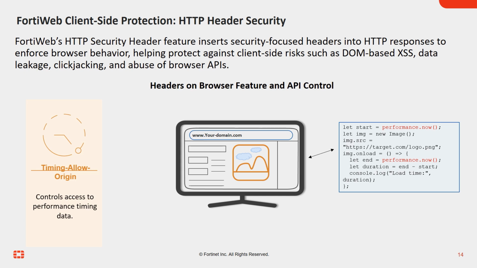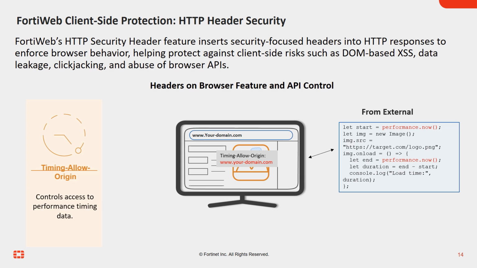For example, attackers can guess whether an image is cached by its loading time. If the image loads very fast, it's likely cached. If it loads slower, it's likely not cached. Based on whether an image is cached or not, attackers can infer if a user has visited a site before or what content they've interacted with, tracking user behavior without using cookies. That's why it's important to set the Timing-Allow-Origin header. If the request for performance timing data comes from your own site, allow it.